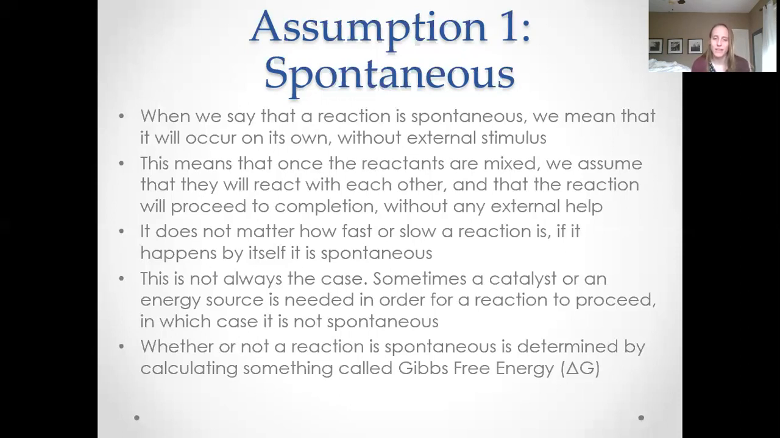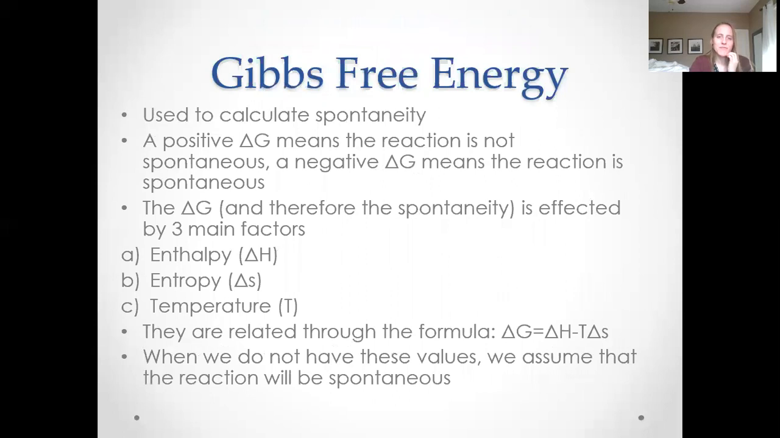And we can actually calculate if a reaction is spontaneous or not by calculating its Gibbs free energy, or delta G. Gibbs free energy essentially says if something is spontaneous or not. If you have a positive delta G, that means the reaction will not be spontaneous. A negative delta G means the reaction will be spontaneous. And there are 3 things that affect Gibbs free energy: enthalpy, which is also called delta H, entropy, which is called delta S, and temperature. And they're related through this formula here.